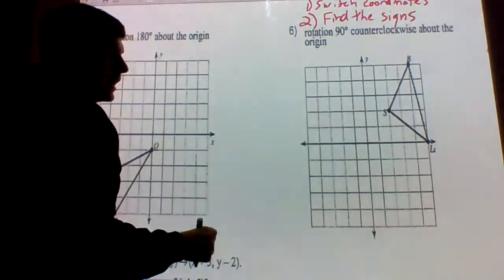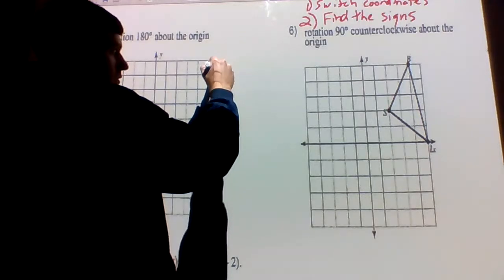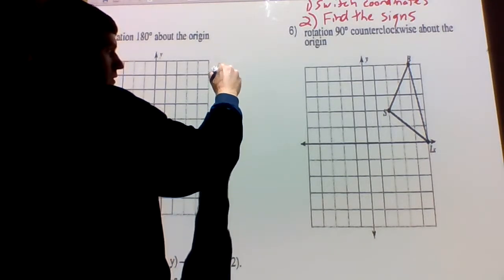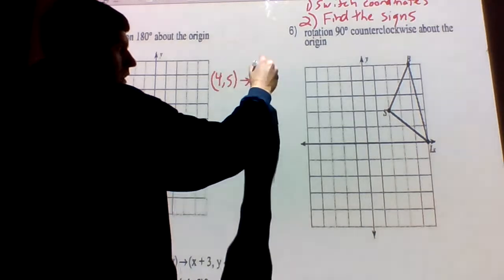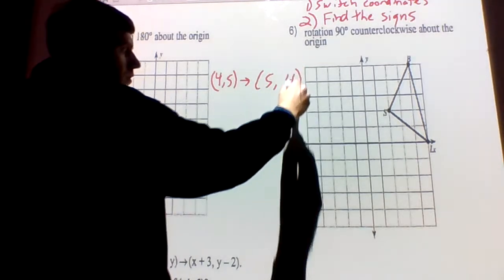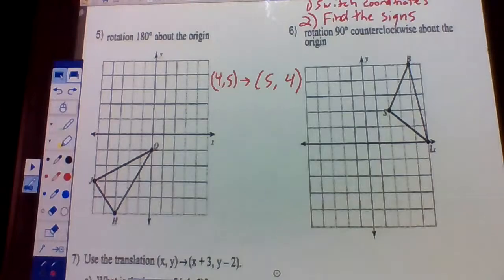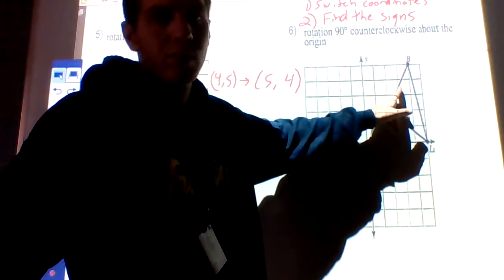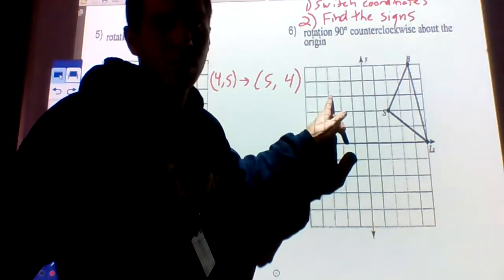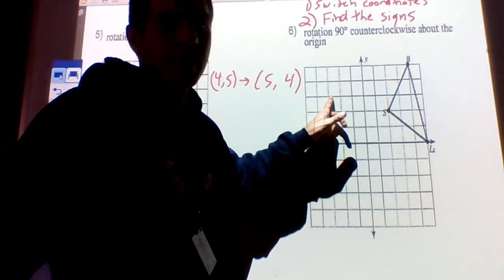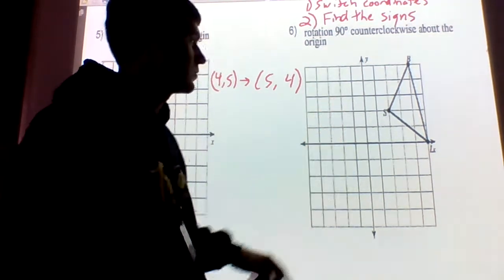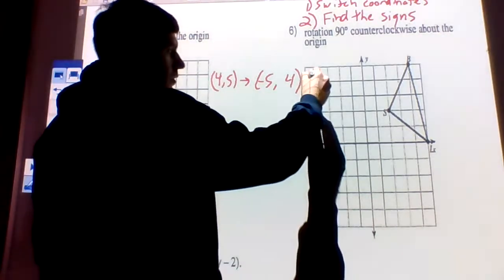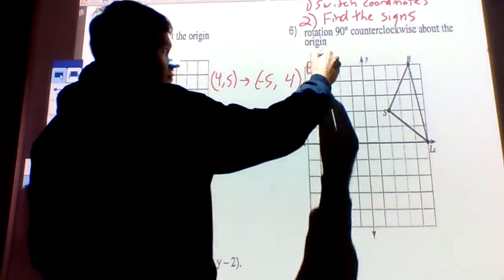Let's look at B, which we said was (4, 5). First step, switch the coordinates: (5, 4). Second step, figure out the signs. B right now is in quadrant 1. If we want to go counterclockwise 90, we're going 1 quadrant to the left. That's quadrant 2, and the signs for quadrant 2 are negative and positive. So (-5, 4), which is B prime.